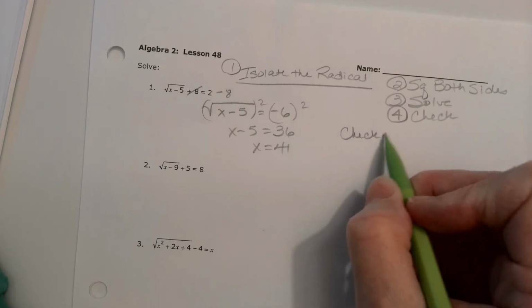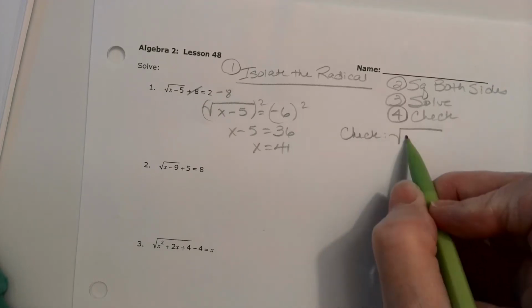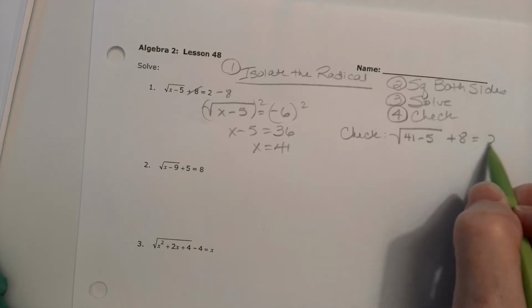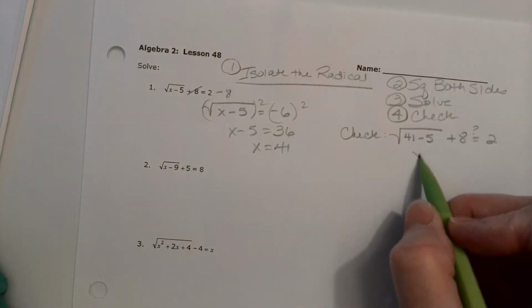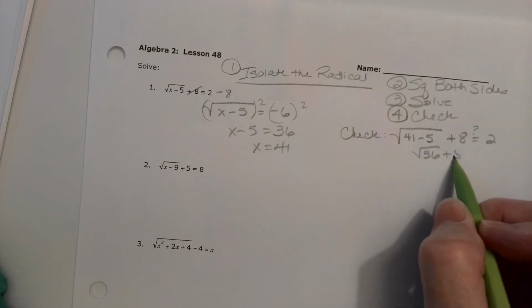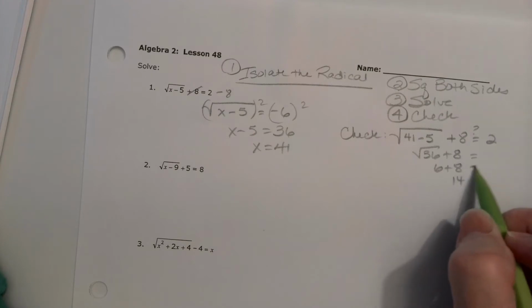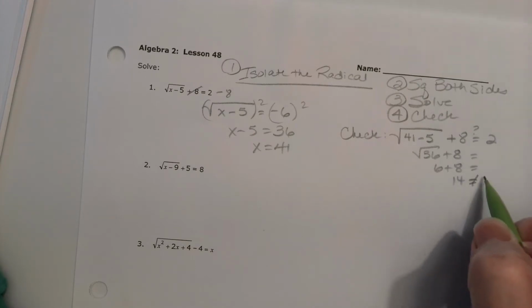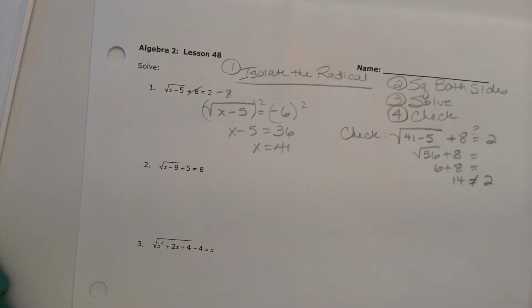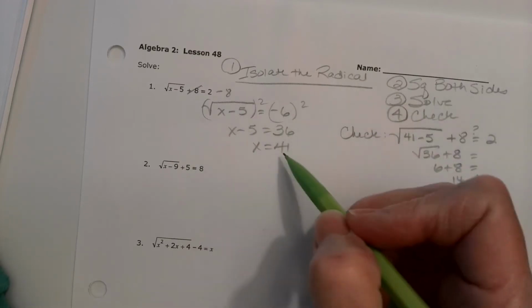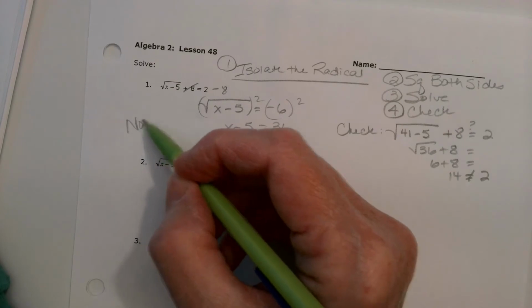Okay, just call it your check, like I am. That's 41 minus 5 plus 8. Is it equal to 2? That's the question. So that's 36. That's 6, so that's 14. So that does not equal 2, does it? That means this 41 is not a good answer. So the answer here is no solution.